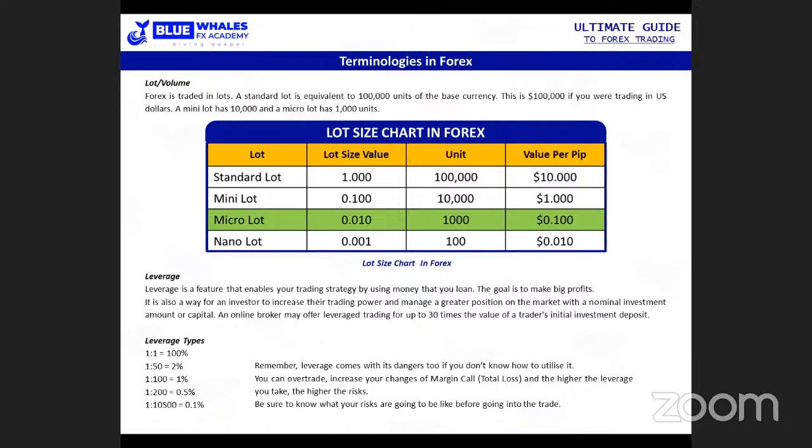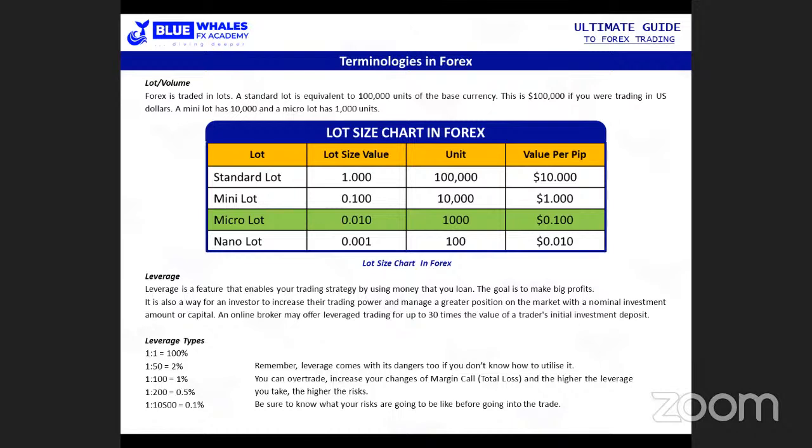In the chart, you can see the lot size chart in Forex. Under the lot, we have standard lots, mini lots, micro, and then nano. You see, I have highlighted the micro lots, which means that as a beginner, this is what you'll be playing. Please don't go beyond. Don't come and tell me I blew my account. You have to stick to 0.01. Some brokers will even eliminate the nano. That's why we don't normally consider the nano.